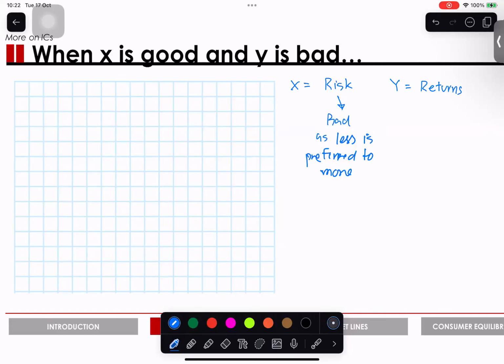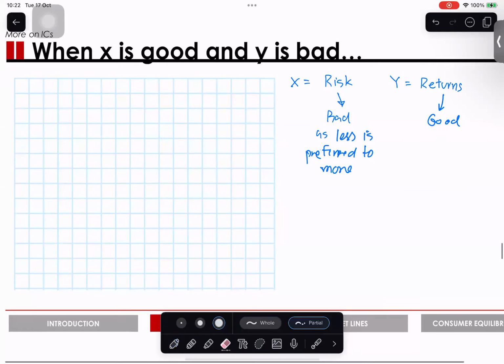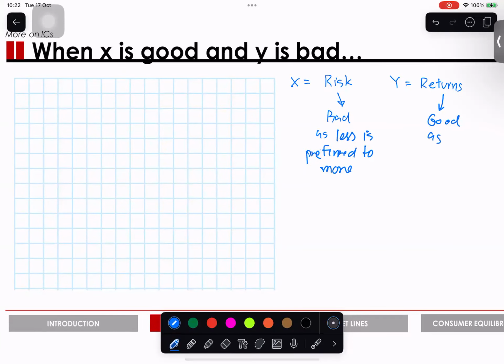Return, yeah, is considered good. More level of return, in terms of percentage return, is more preferred than less percentage of expected return, yeah. More is better. More is preferred to less. More means more returns, yeah. So it's perfectly suited with this story about the indifference curve.